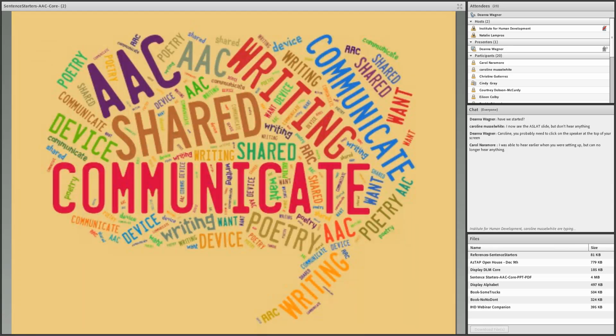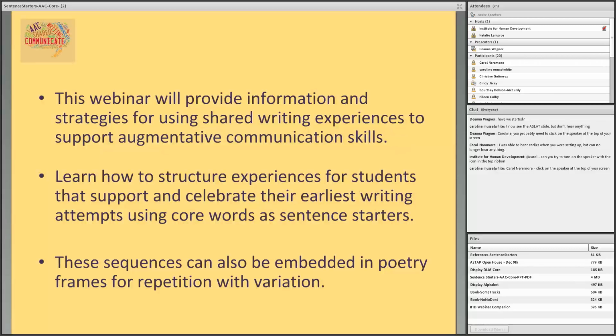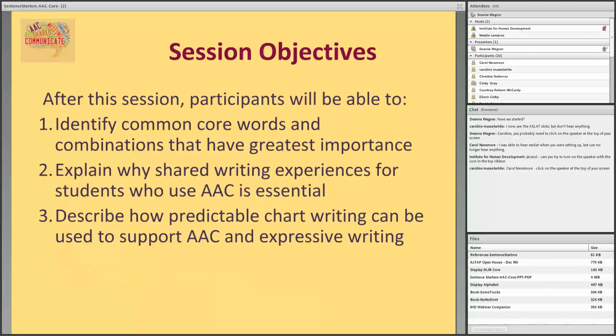This is a Wordle, and it's actually made on a Tagxedo website, looking at using AAC and writing, talking about shared methods of writing in order to support earliest communication and written expression. We're going to provide shared writing experiences in a way that can be structured using some core words that would be important for people to use on their AAC devices. We're trying to figure out ways that we can provide repetition with variation.